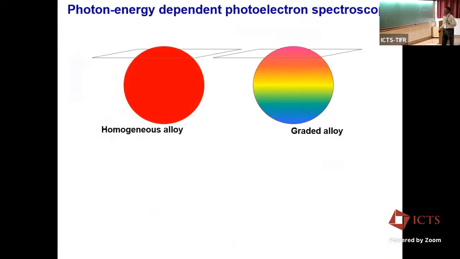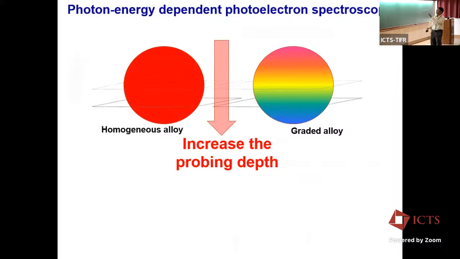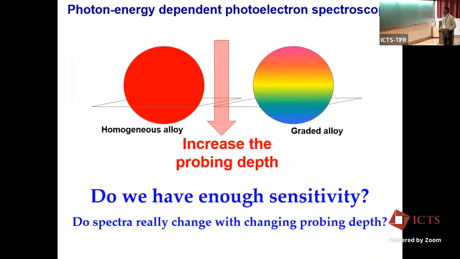Okay, so I have already said this, I'm not going to talk about it: you can then take slices like this by changing the photon energy. The real question is that, I've said that you can do this, but does it have actual sensitivity?